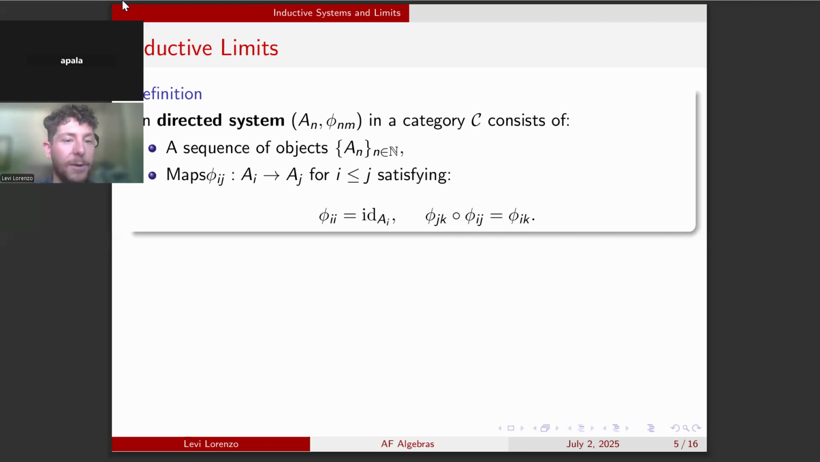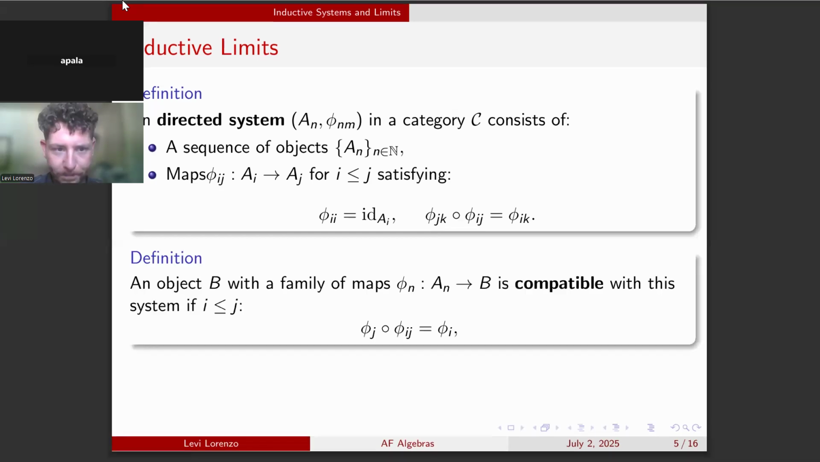So we're thinking about a directed system: a sequence of objects, and then maps from every object to each of the objects farther down the line. And we need to be able to compose. If we compose these maps, then they match each other. We'll get into some examples of these as well. This is a little abstract for the moment.